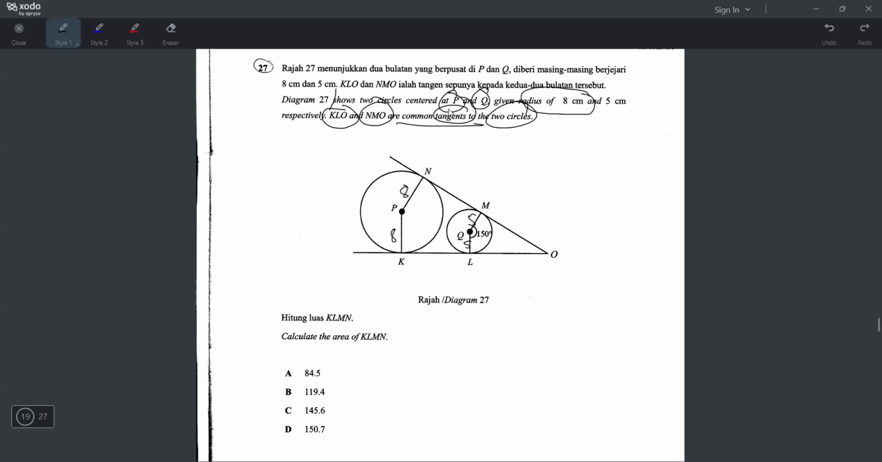When they are tangents, it means there will be a tangent point, right? So let me draw it out for you. Let's say this is a circle, and let's say this line touches the circle at one point.